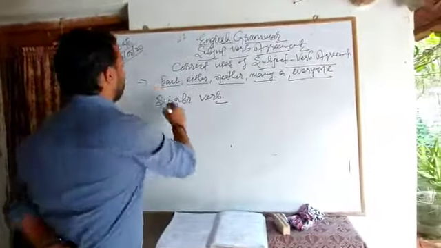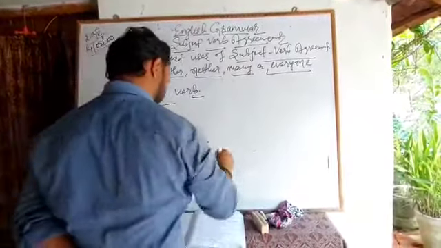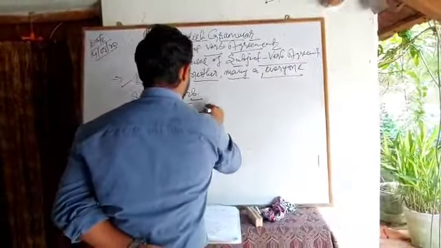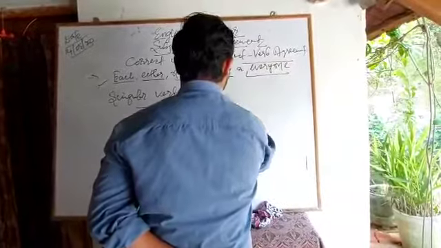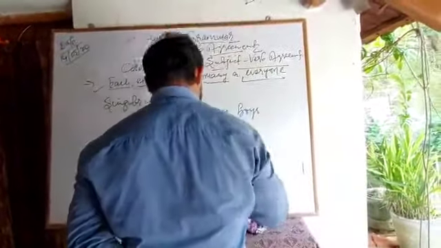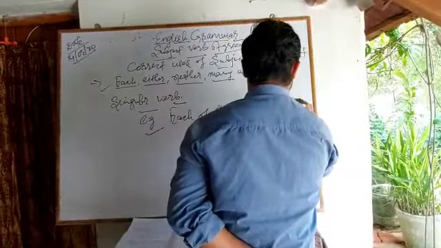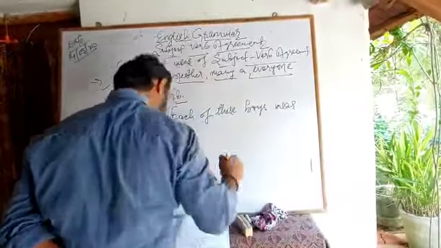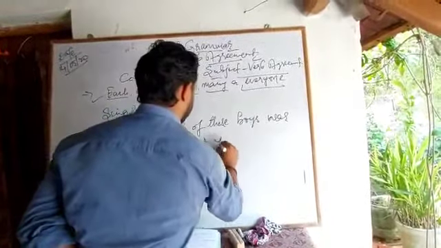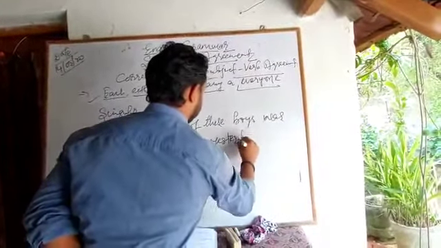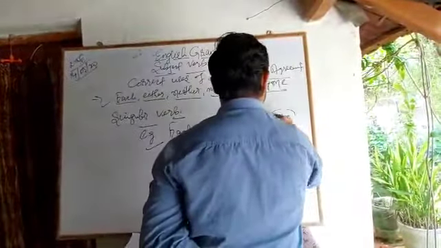I will give you an example and we'll clear it. Okay? Now see the example. Each of these was present yesterday. Each of these was present yesterday.